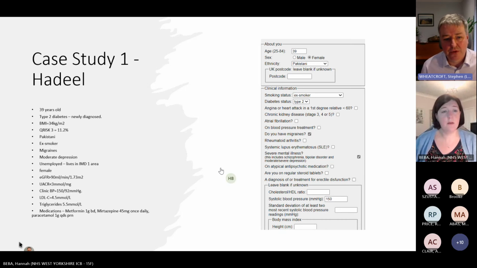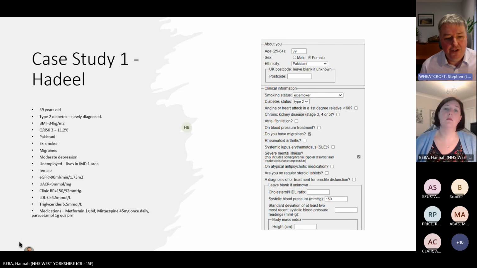She's a 39-year-old woman, recently diagnosed with type 2 diabetes and has been initiated on treatment with metformin. She is a relatively typical patient we might see in day-to-day practice. So her BMI is 34. She's had her QRisk score calculated, you can see on the right there, coming out at 11.2%. She's of Pakistani origin. She used to smoke, has migraines, moderate depression, which is on treatment with mirtazapine. She's unemployed and lives in an area of high socioeconomic deprivation, which is important. We'll come on to that.